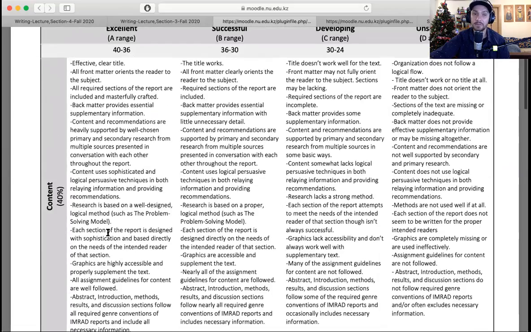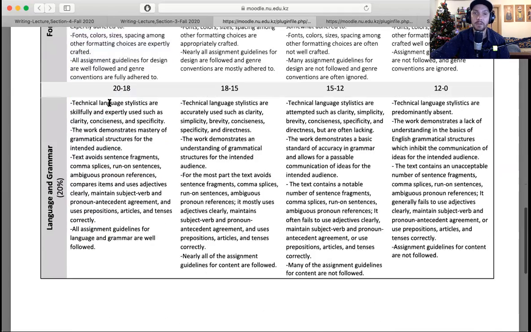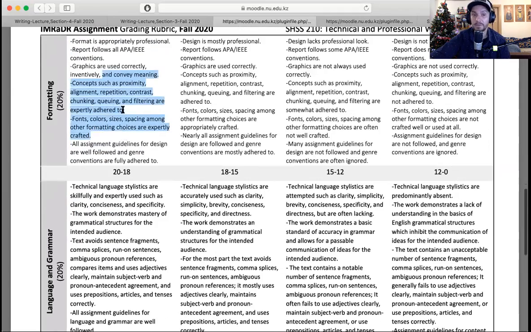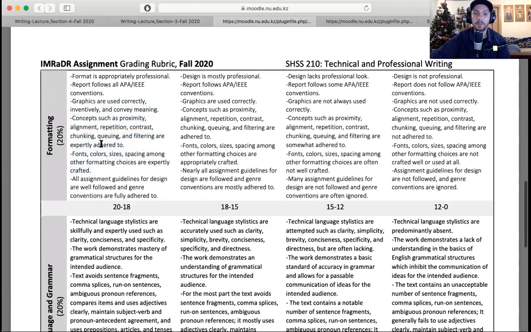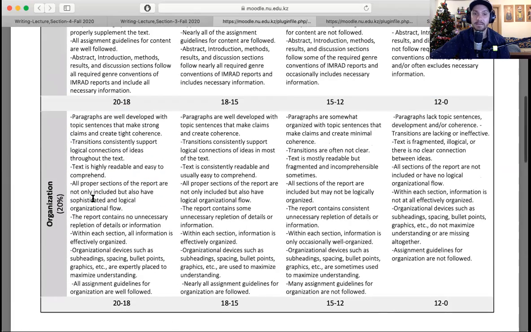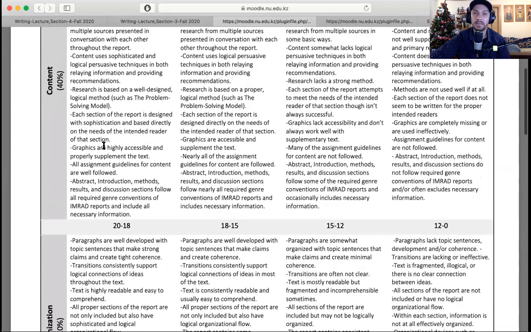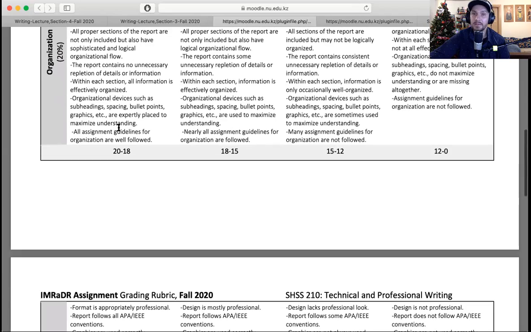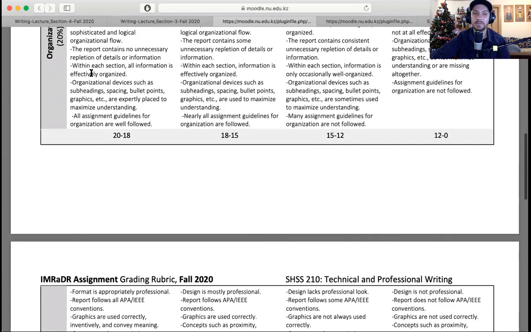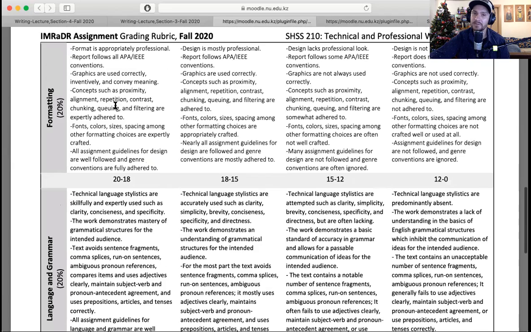Content is obviously the most important thing, but we also have these other things that we can lose points on, right? If you do really well with language and grammar, formatting, and organization, and don't do as well on content, you can still get a B on the assignment, right? Just because you've done really well with the other things. So just be advised about that, okay?